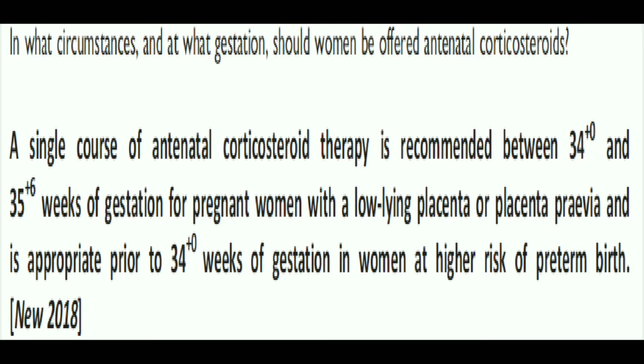Now, the role of corticosteroid. Okay, in what circumstances and at what gestation should women be offered antenatal corticosteroid? Okay, it has a great role, and it's written that a single course of antenatal corticosteroid is recommended between 34 and 35 plus 6 weeks of gestation for women with low-lying placenta or placenta previa. Okay, and it is appropriate prior to 34 weeks of gestation in a woman at higher risk of preterm birth. So those at higher risk should have corticosteroid prior to 34 weeks.